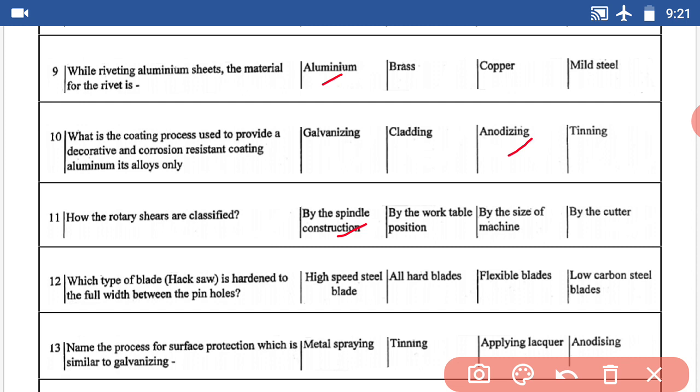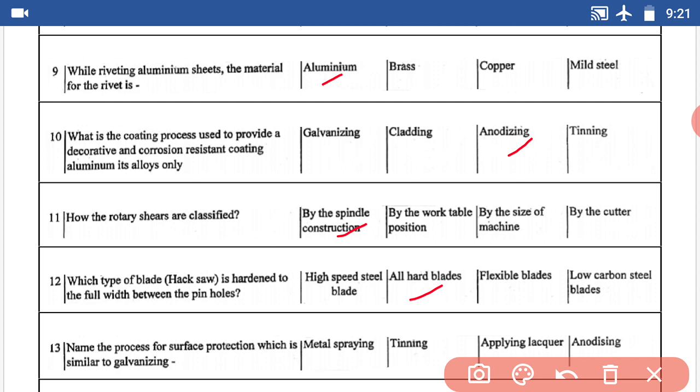Question number 12. Which type of blade is hardened to the full width between the pinholes? The answer is option B, all hard blade. B is the correct answer.